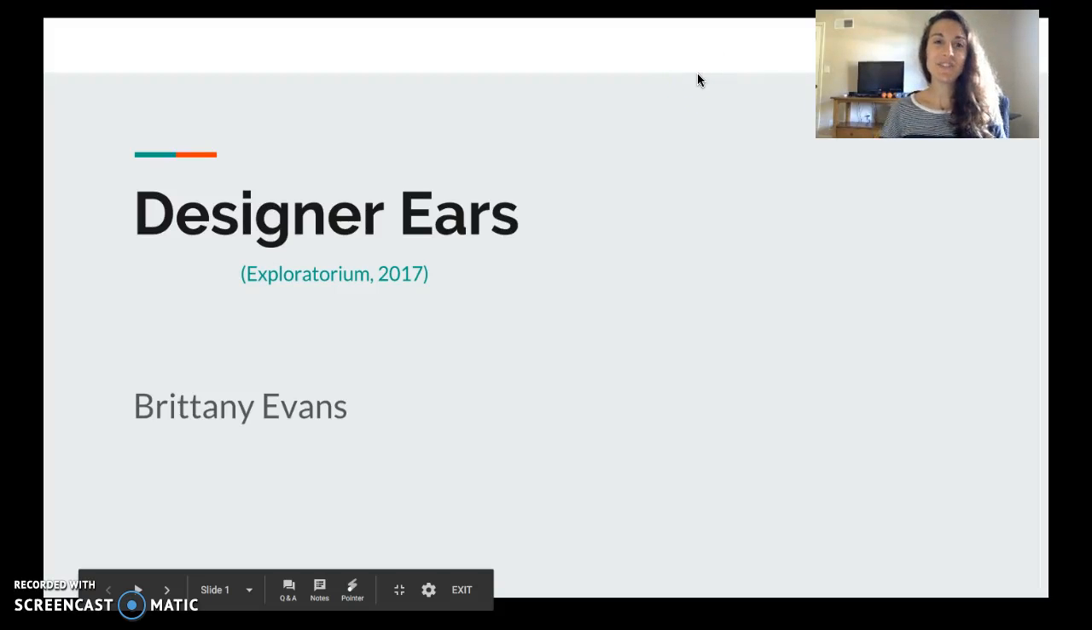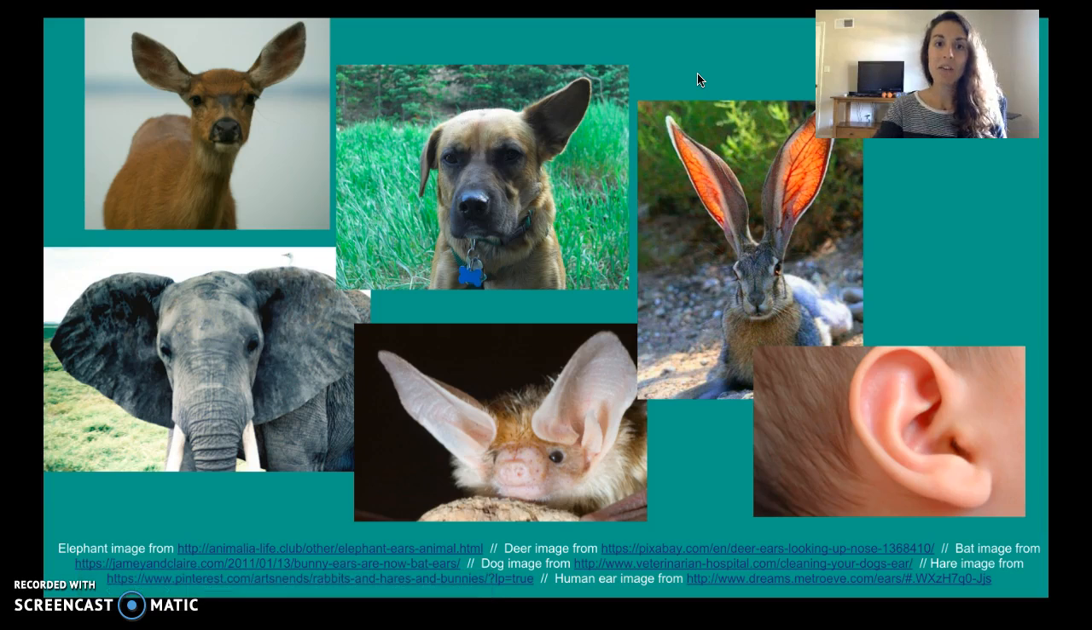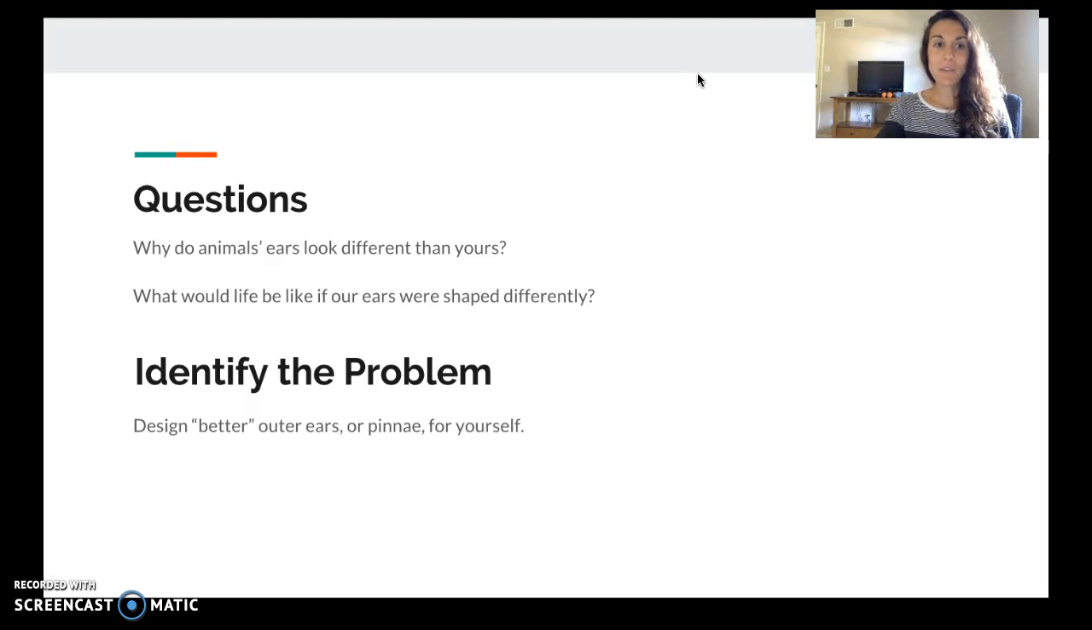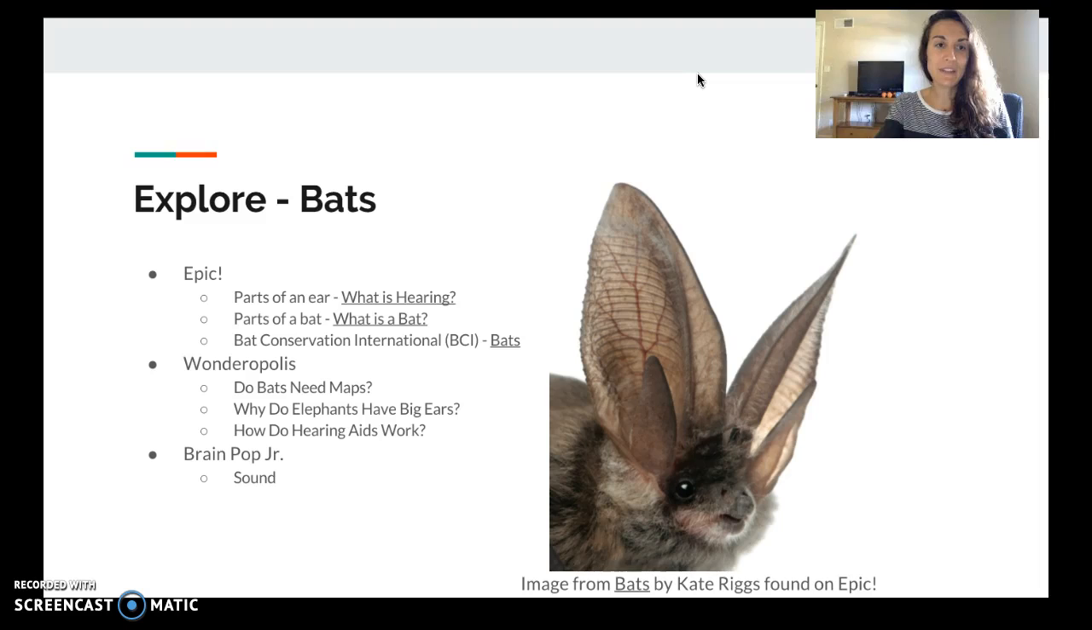For the practice session for this, I decided to use Designer Ears from Exploratorium. I would first present my students with pictures of animal ears and have them come up with questions based on these images. I would present them with: why do animal ears look different than yours, and what would life be like if our ears were shaped differently? We would identify the problem as designing better outer ears for ourselves.